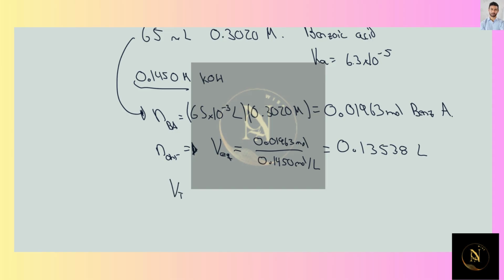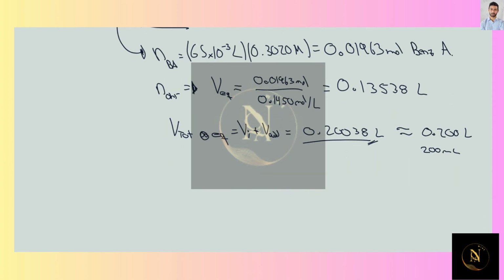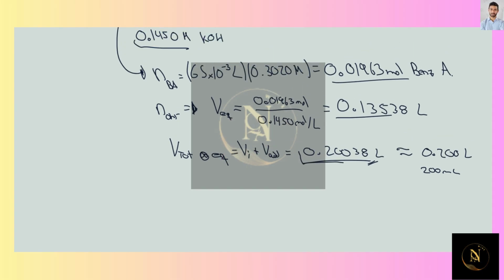This means that the total volume at equivalence would be equal to the initial volume plus the volume added, which would result in 0.238 liters of solution. Or you can round it up directly as 0.2 liters. Well, 0.200 liters, which is the same as 200 milliliters. Regardless, this is going to be our total volume, which we're going to employ to get the concentrations. So now that we know the initial amounts of mole, we know the total volume of solution, what we can do is go ahead and proceed with an ice table.